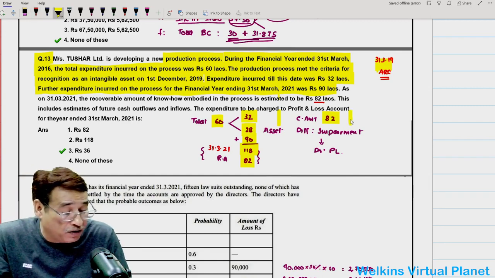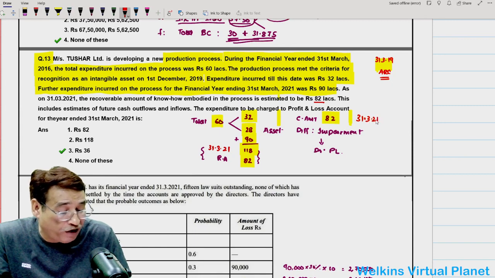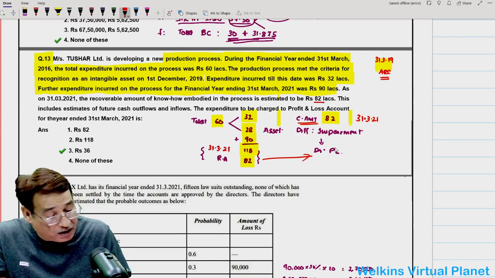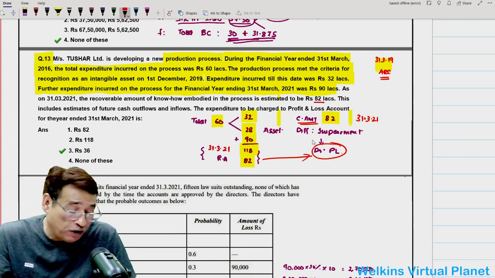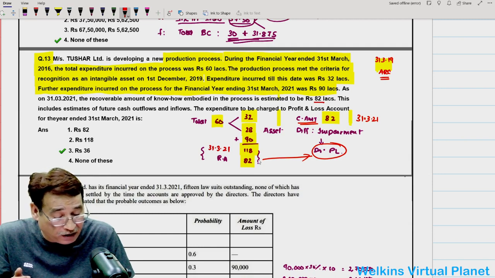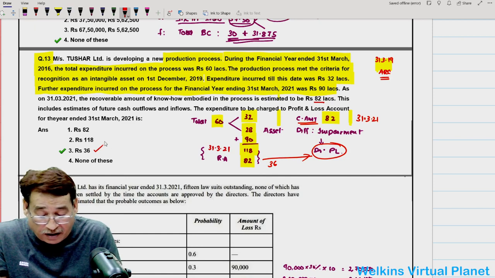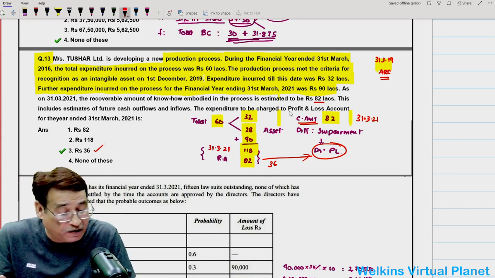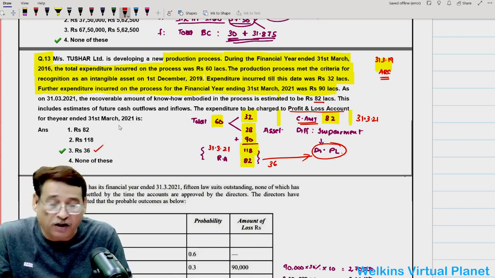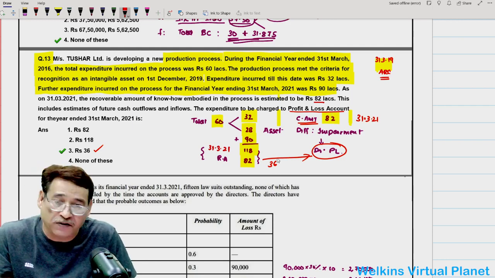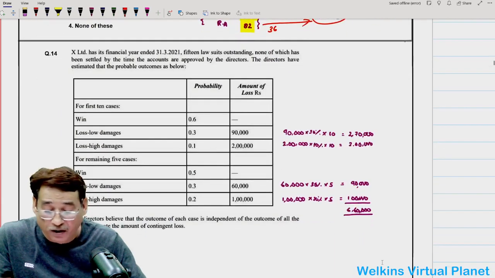So on 31st of 3 2021, you will reflect the item at 82. Now the difference between these two, as you know better than I, is known as impairment loss. This impairment loss will be debited to profit and loss account, and if I take the difference, I think it will be equal to 36 lakhs. So 36 lakh is the correct answer in this case, because question ultimately is asking us on 31st of March 2021 how much we should charge to profit and loss account. That is 36 lakhs. Is it clear to you?